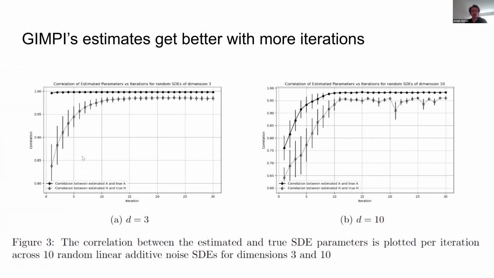This shows, on the x-axis, the number of iterations, and on the y-axis, correlation. We have experiments for dimension equal to 3 and dimension equal to 10. We can see that our estimates of A and H slowly get better as the iterations go on. It seems to converge around iteration 15 or so.